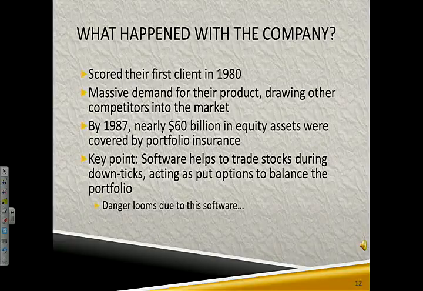So what exactly happened with the company? Well, they scored their first client at the beginning of 1980. There was a massive demand for their product, drawing in many competitors to rival them for the market share. By '87, they had nearly $60 billion in equity assets covered by portfolio insurance across the map. The key point was the software that they developed helped to trade stocks during downticks, acting as put options to balance the portfolio. But the software was very risky.